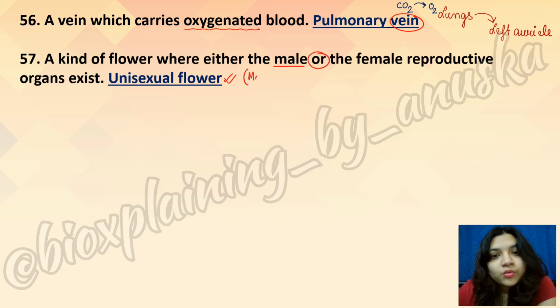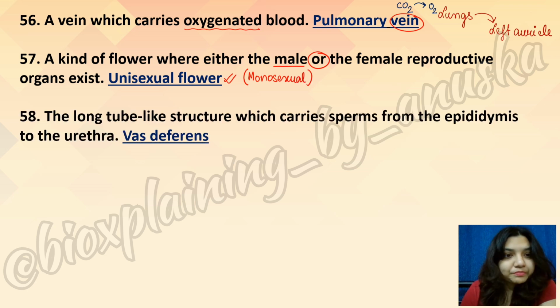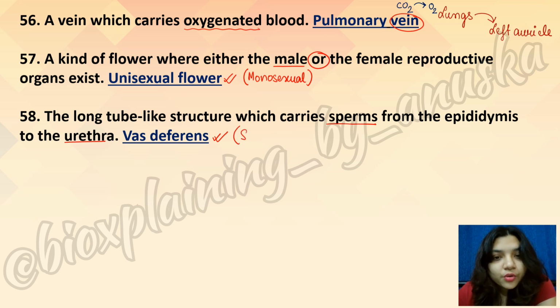Next, where either the male or female, so it is a unisexual flower. The term monosexual flower is also correct, but unisexual is the preferred answer. Long tube-like structure which carries sperms from the epididymis to the urethra. It is the vas deferens, also known as the sperm duct.